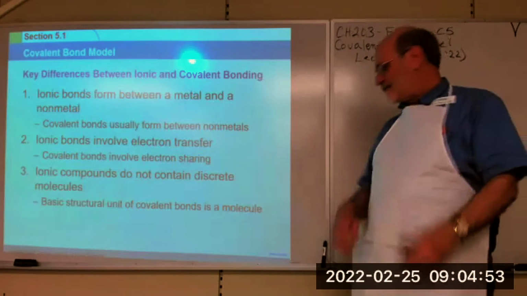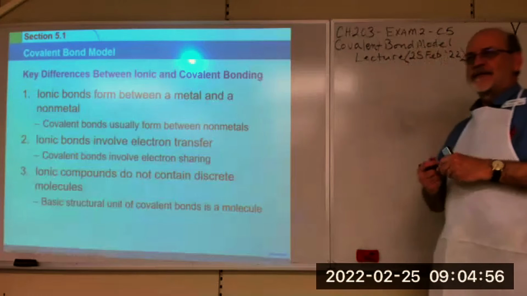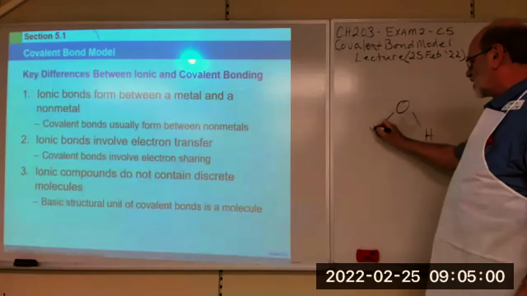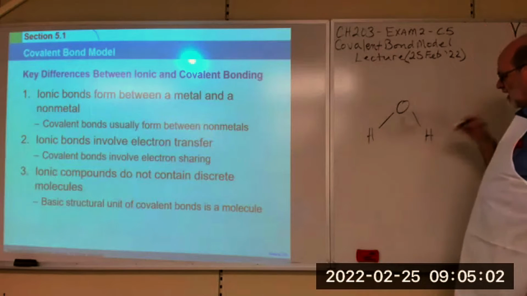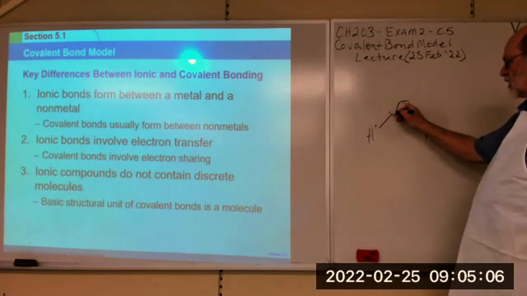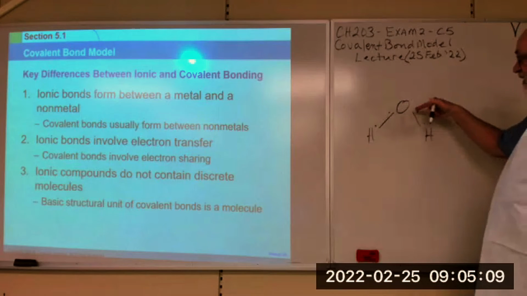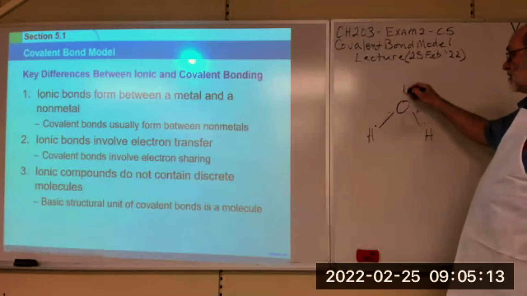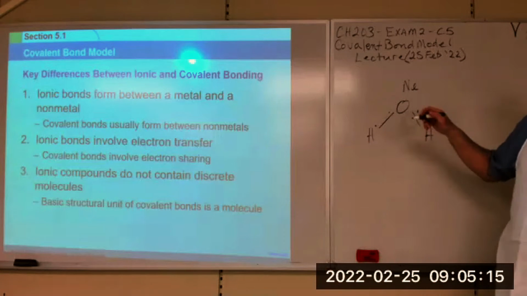Look at it this way. If I've got oxygen and hydrogen in a water molecule like that, this one is donating 1 electron. This one's donating 1 electron here. But this one needs 2 electrons to look like neon, right? We talked about that last week.